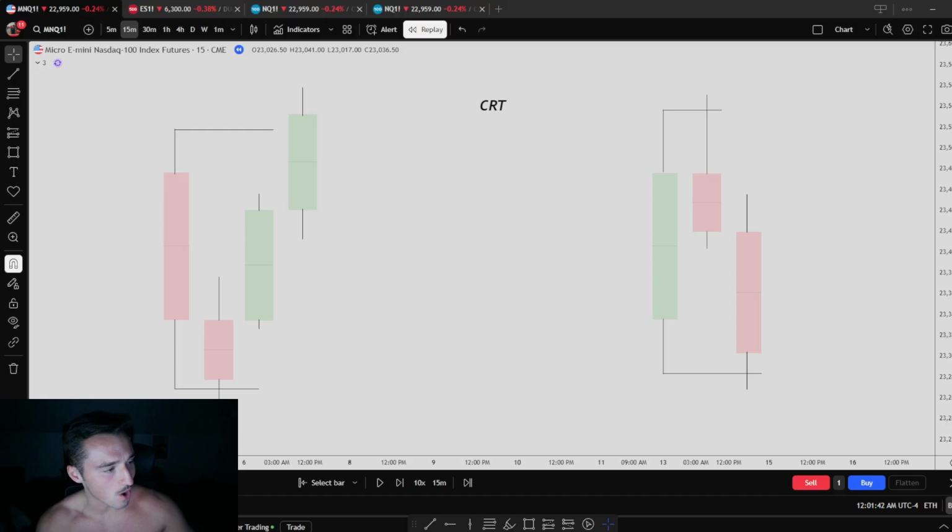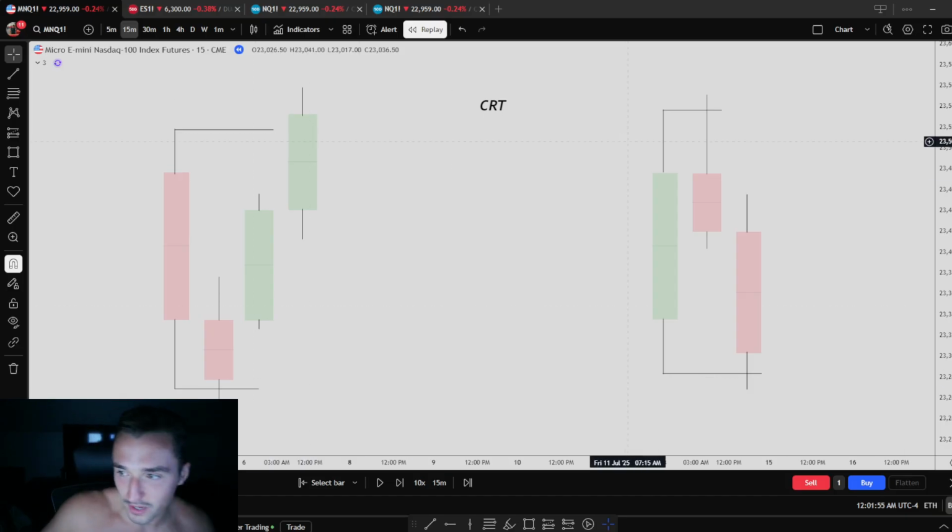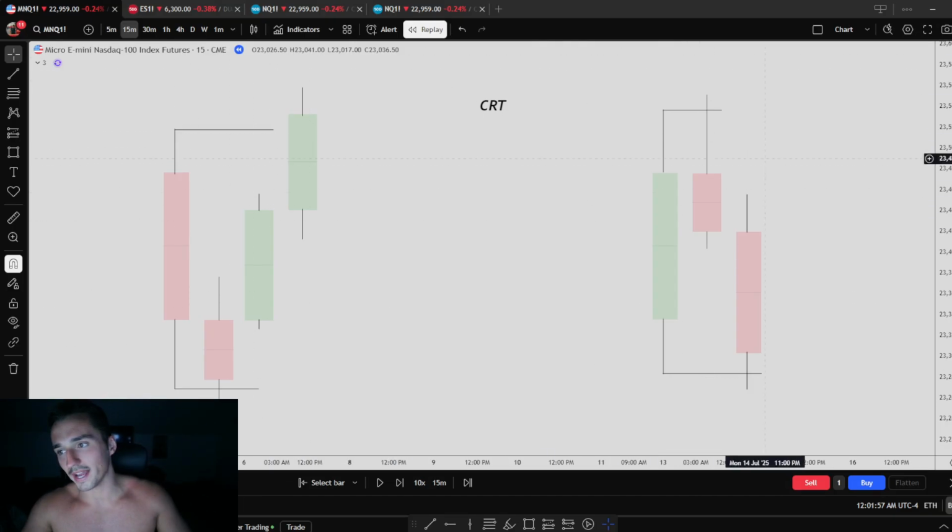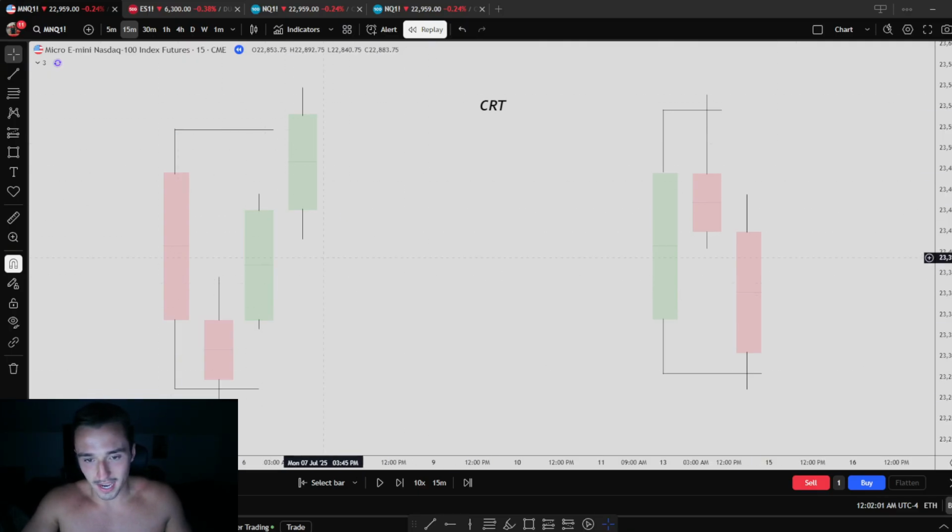All right, so CRT, candle range theory. Basically, it's the formation of a swing low and distribution, right? So we have two examples here, a bullish example and a bearish example. Right here on the left is our bullish example. So what a CRT is, you have a candle, right? It's a 3 candle pattern or a 4. That's why I added the 4, because you guys will see why.